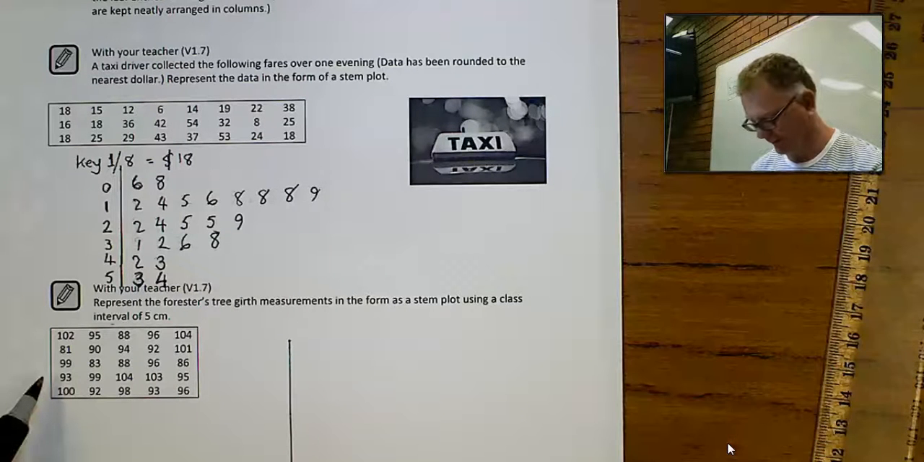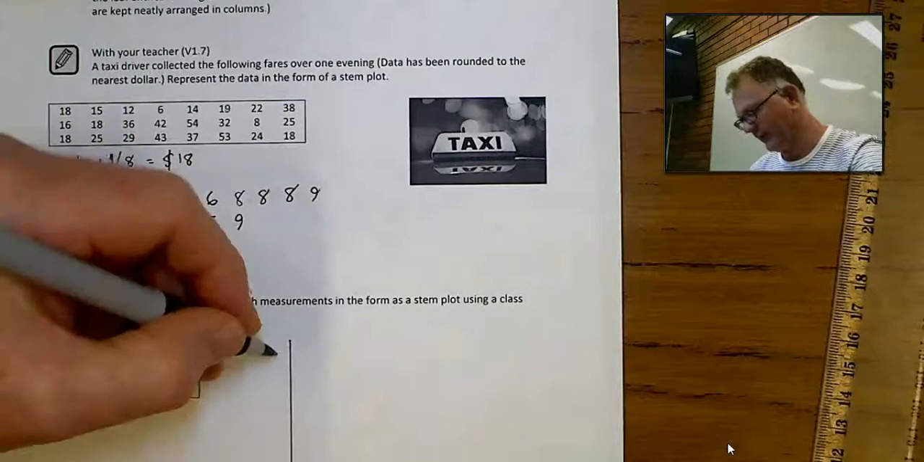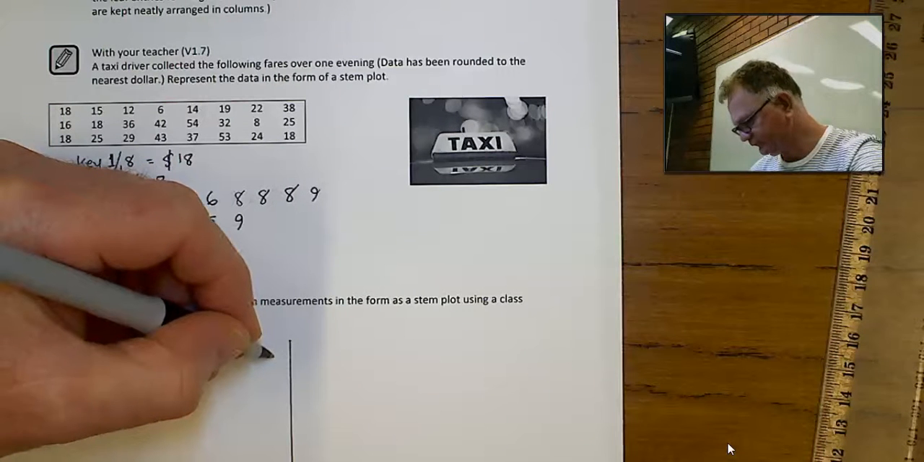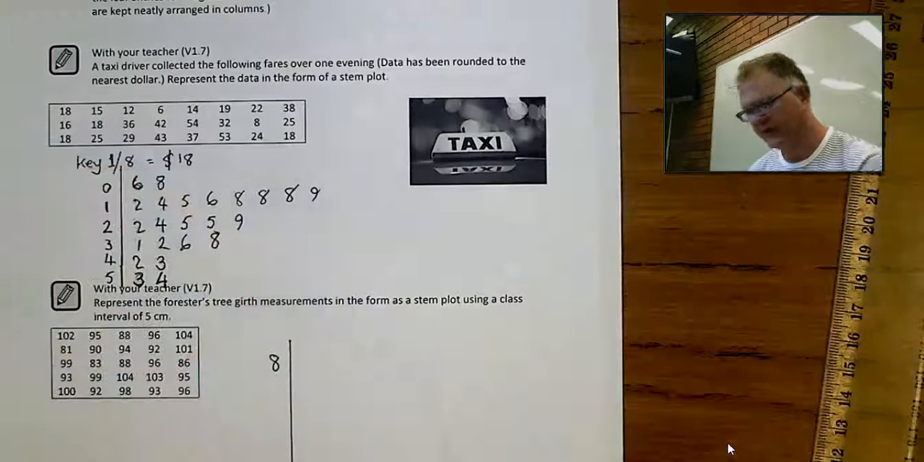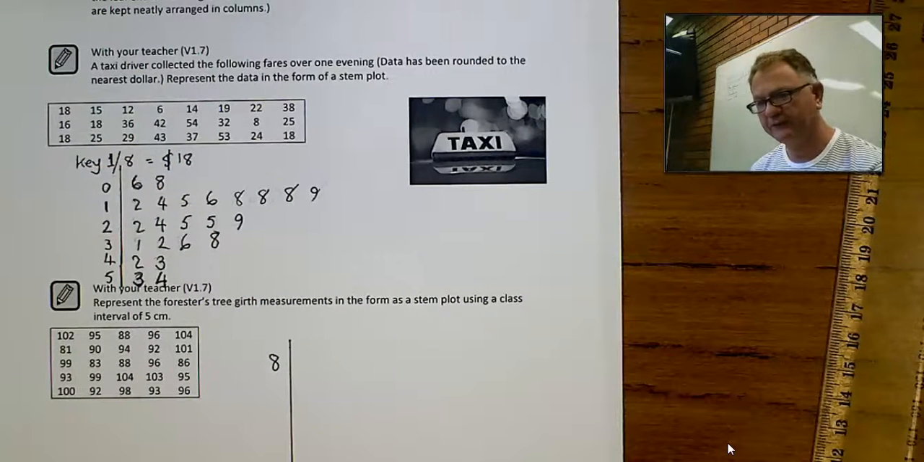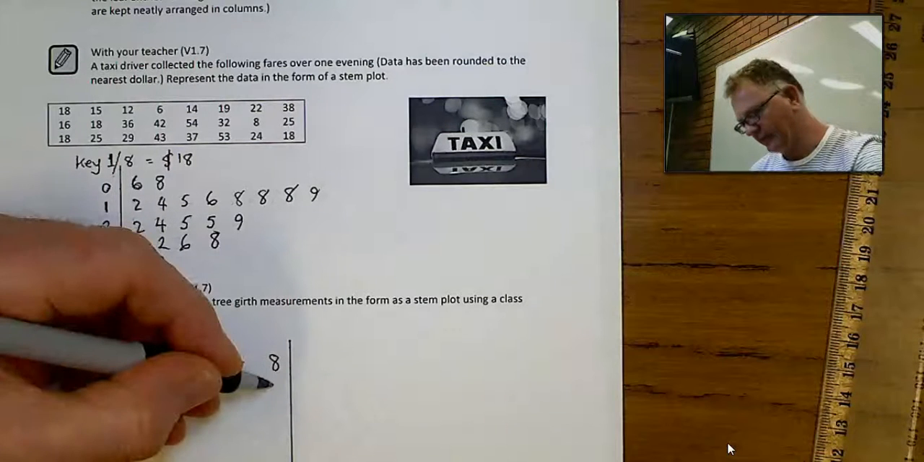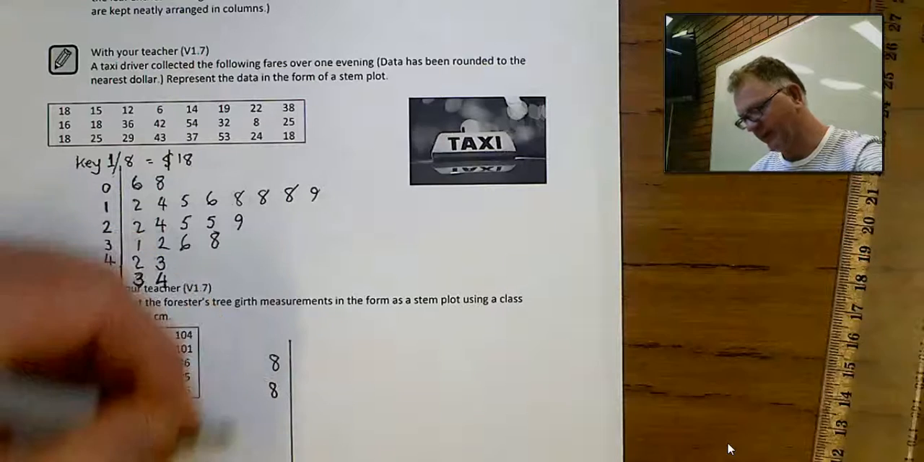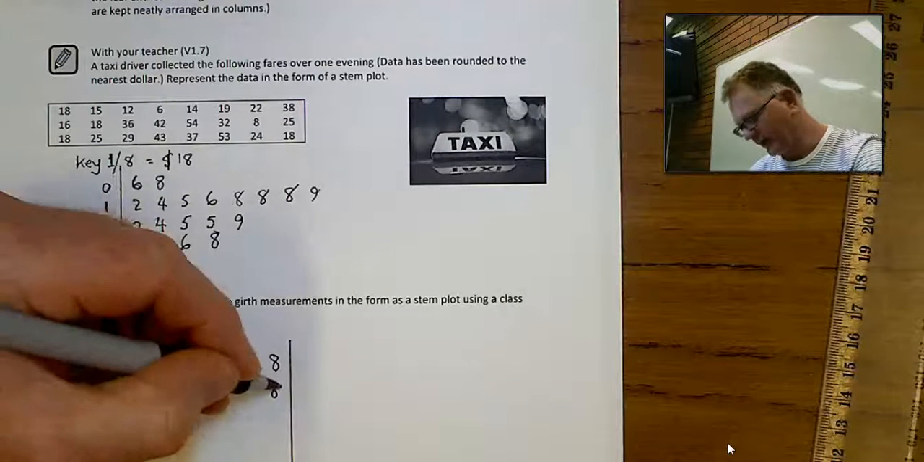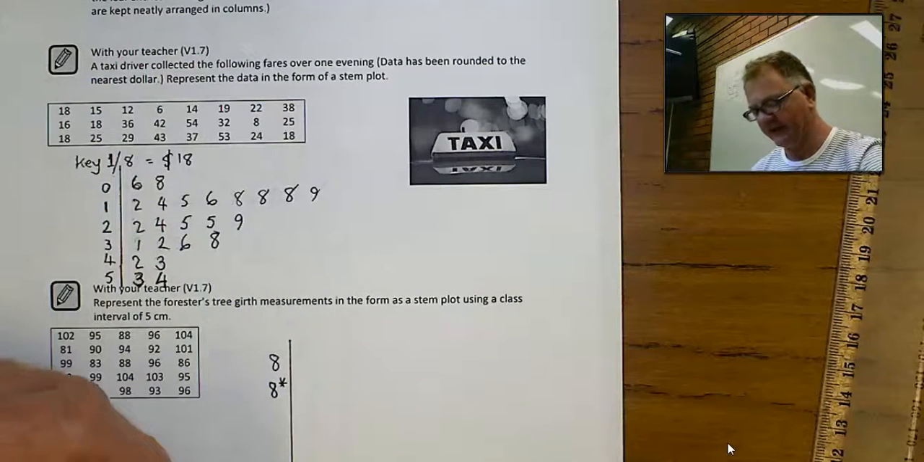The smallest piece of data is around 80, so I'm going to start my stems at 8. But I want this first group just to deal with data from 80 up to, not including 85. So 80 to 84, I suppose, as far as this is concerned. I'm going to have this first group like that, and the second group is going to be for the high 80s, from 85 up to 89. I'm going to call it group 8 star.